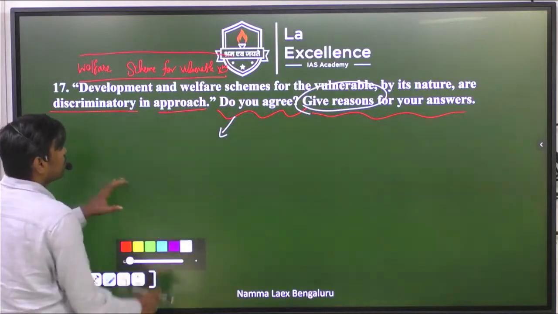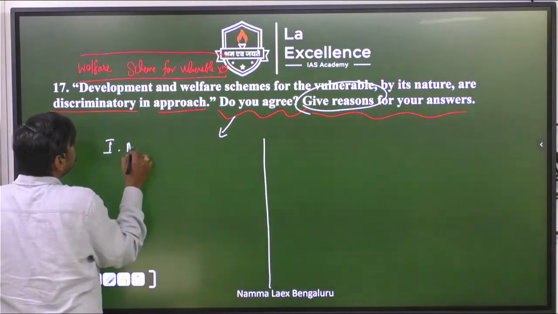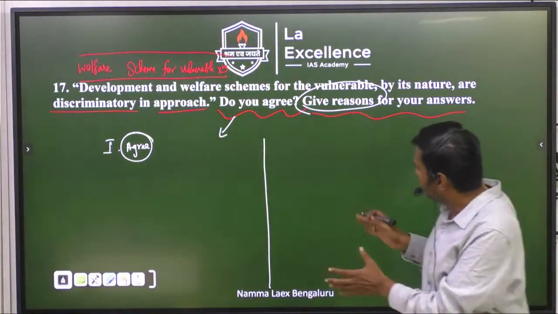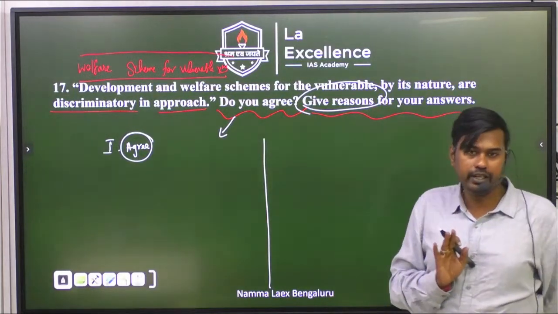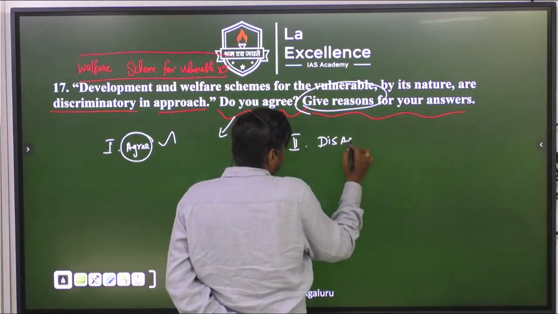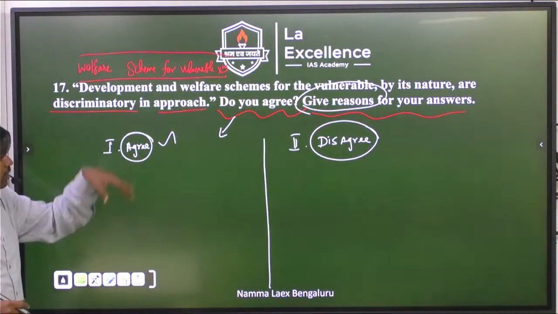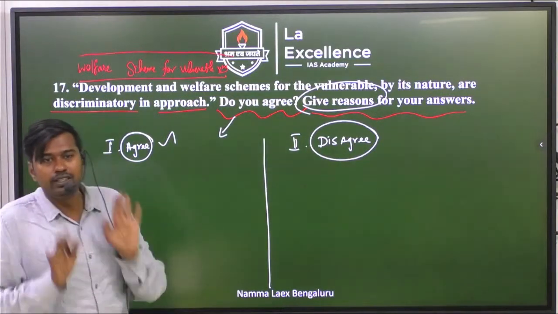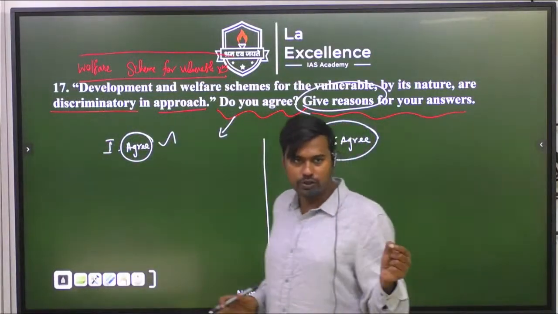Now coming to this, one part you can say is that you are agreeing. I am not putting the subheading fully. What are you agreeing? You are agreeing that developmental schemes and welfare schemes for the vulnerable are discriminatory. That one you are agreeing. The second component, you are disagreeing. What are you disagreeing with? You are saying that development and welfare schemes for the vulnerable are discriminatory in approach by their nature. By nature they are not discriminatory. You are disagreeing. Is it clear? Everybody understood the question? Yes.